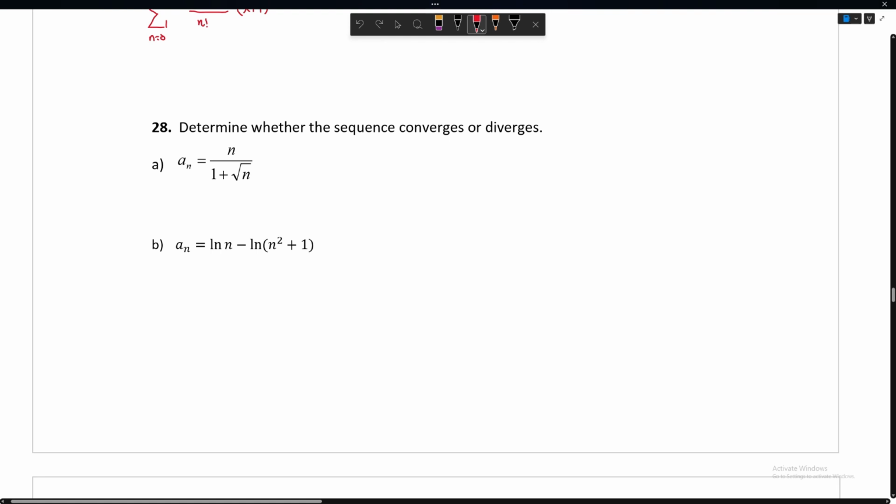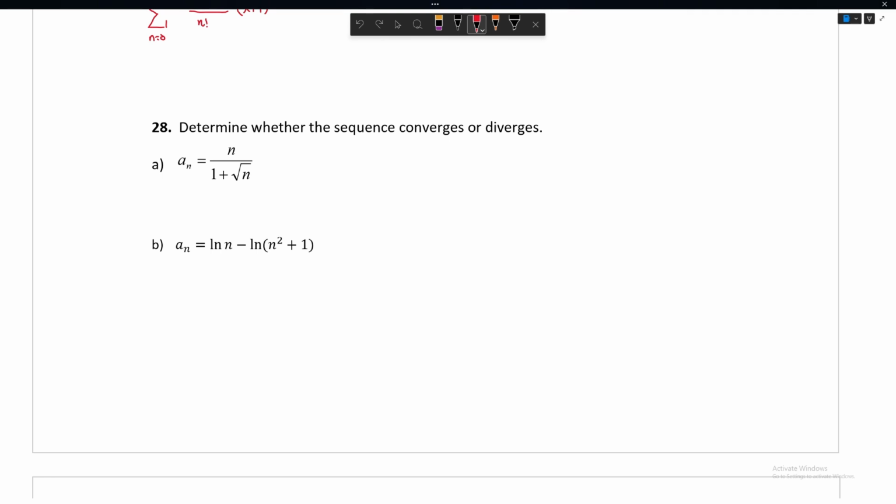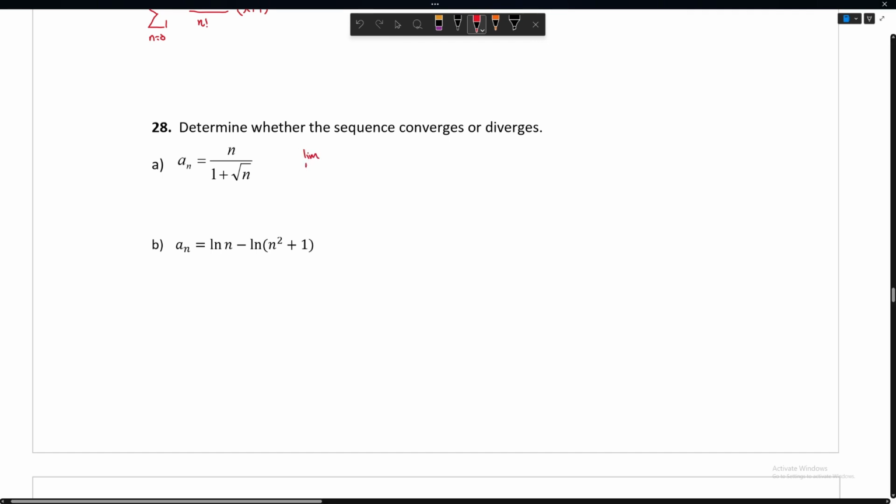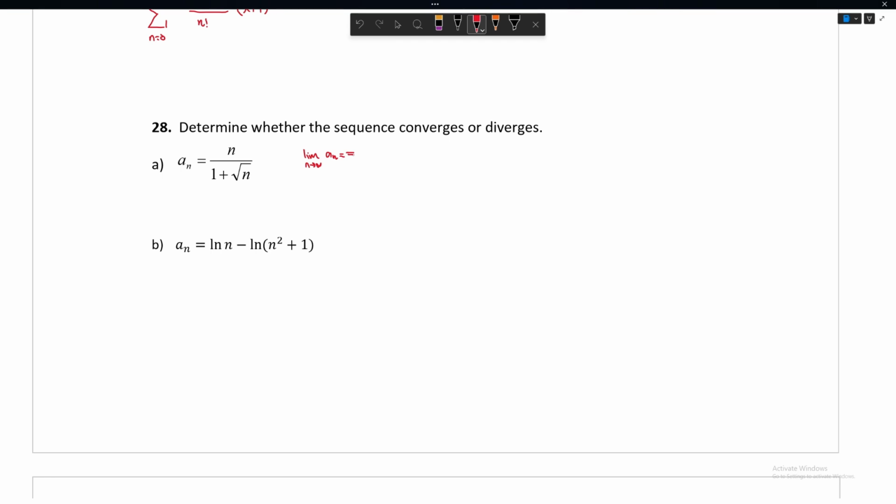Determine whether the sequence converges or diverges. These are two separate questions. Okay, so to check if a sequence converges or diverges, there's a test that says if the limit as n goes to infinity of your a of n is a number, then it converges. However, if it's infinity, negative infinity, or DNE, then you know it diverges. It's a pretty simple test, but the only thing with this test is that this only works on a sequence and not series. Do pay attention. This only works on a sequence, not series.